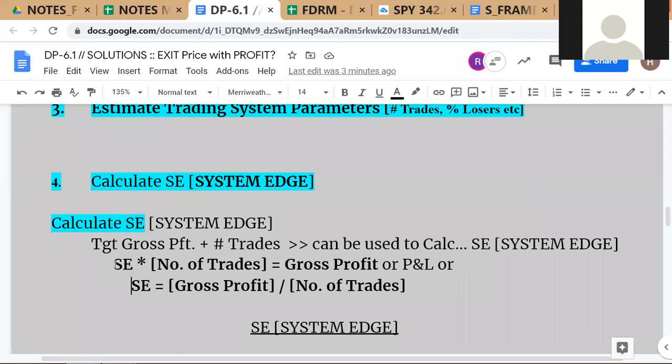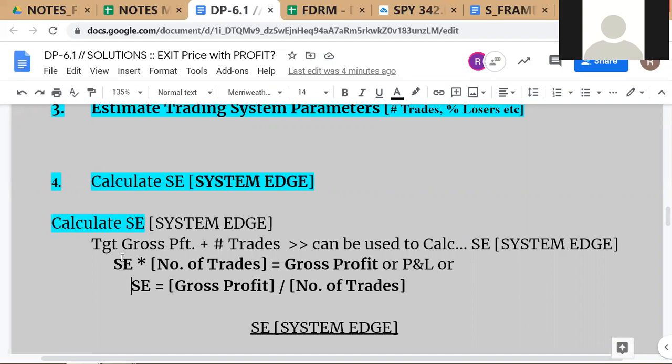If every player on the team scores 15 runs and there are 10 players, then you take 15 times 10 and you get the total number of runs scored is 150. The same way, because we know that SE is the average outcome of the trading system, SE times the number of trades will equal the total profit of the system. This is a kind of gross profit, which means total winning trades minus total losing trades. This can be negative also.